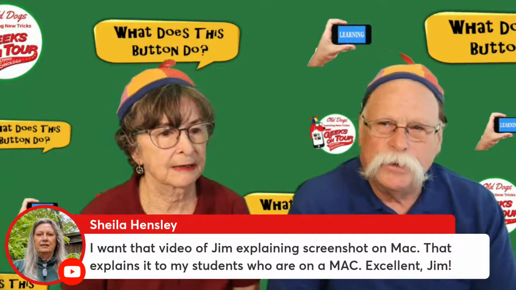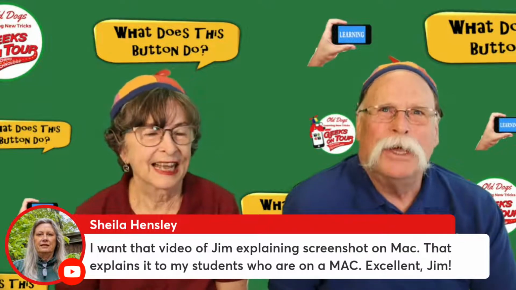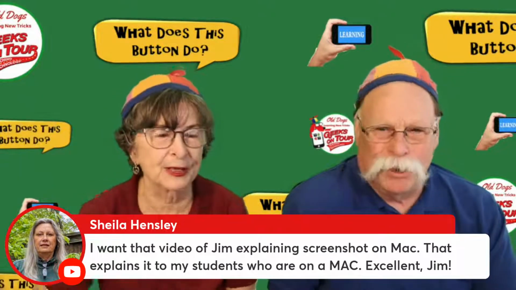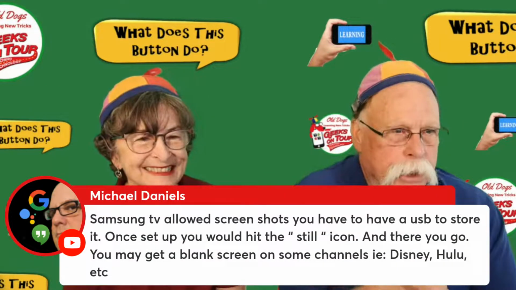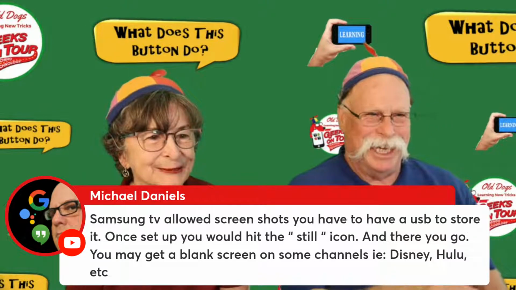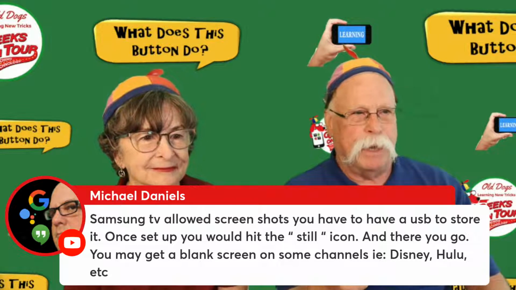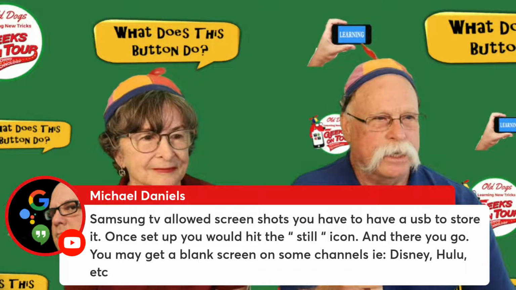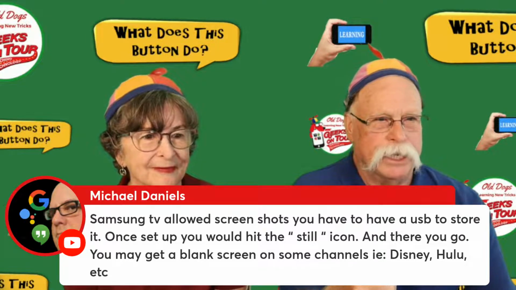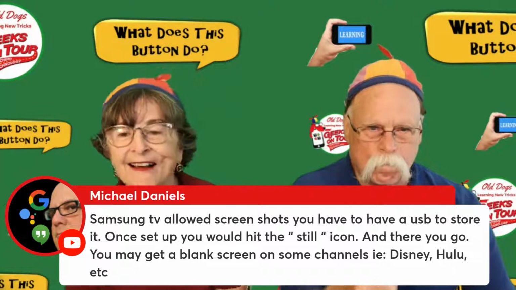Sheila wants the video of me explaining the screenshot on the Mac. It'll be a numbered video on YouTube and on our Geeks on Tour videos. It's not there yet. She made me do that yesterday. A Samsung TV allows screenshots. You have to have a USB to store it. So you stick that in the back of the TV, I guess. You'll still hit the still icon. You might get a blank screen on some channels that are protected. Interesting.